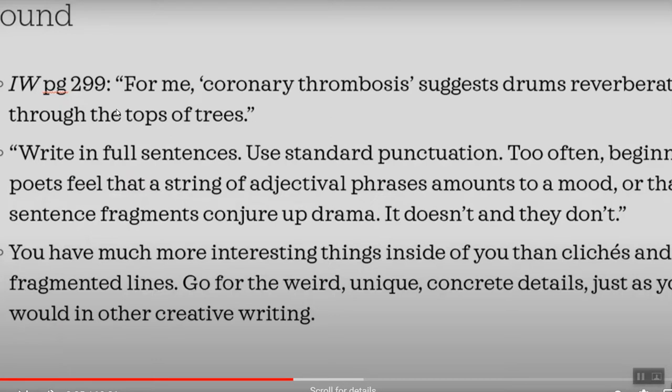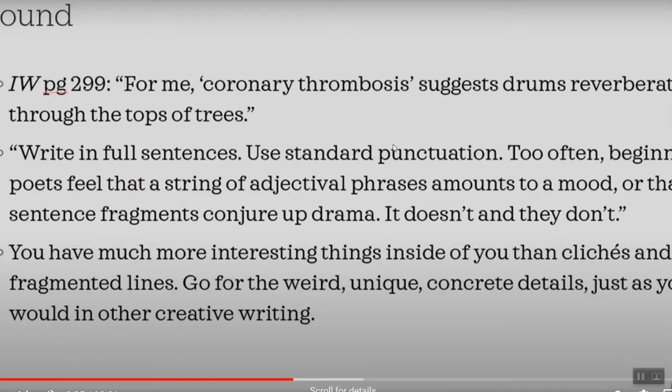So I love this on page 299. For me, coronary thrombosis suggests drums reverberating through the tops of trees. So right there, we've got this strong sound phrase, coronary thrombosis. For some, it might be very medical, and for others, it might just be this very strong sound, right? So work these sound phrases into your poetry.